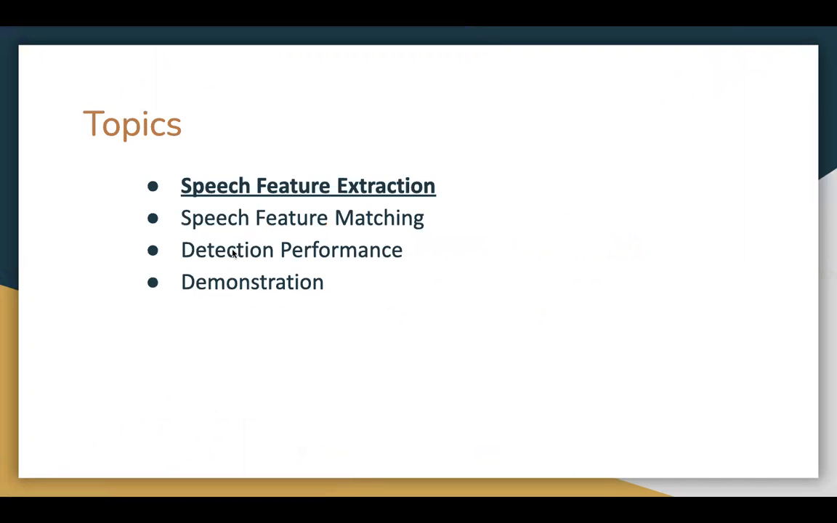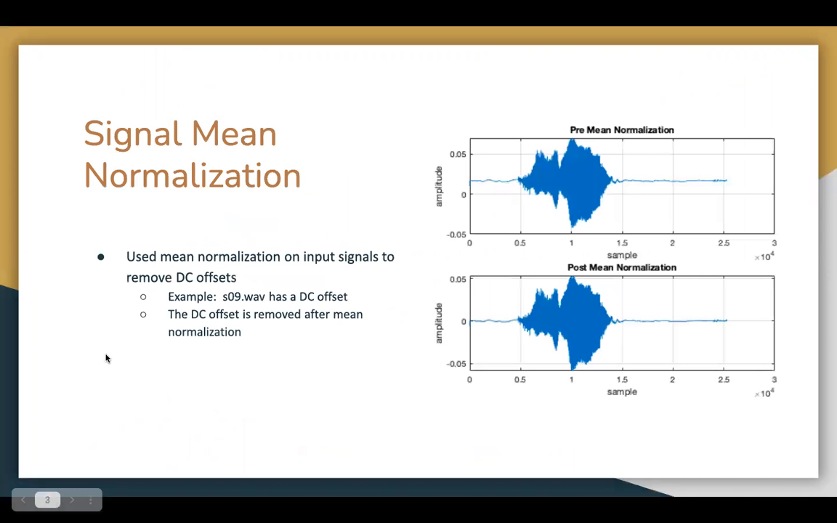All right, so first, I'll talk about speech feature extraction. When we read the signals in, we want to clean them up a little bit. The first step we do is mean normalization on the signals. As you can see in this example of S09.wav, some signals have a DC offset, which messes up our feature detection later on. So we subtract the mean of the signal to get rid of this DC offset.